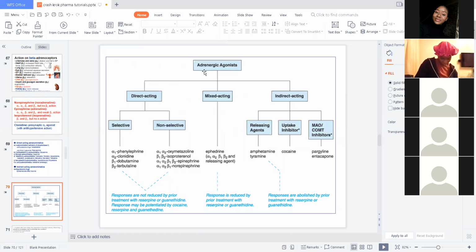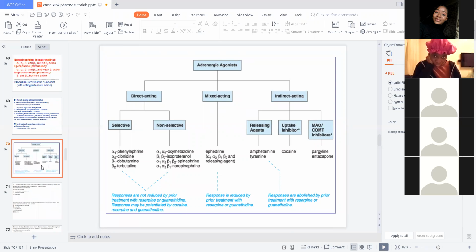We have drugs that are adrenergic agonists, so they have positive effects on adrenergic receptors. We have the direct acting and indirect acting. Direct acting can be selective. Selective means they act on either alpha 1 or beta 1. For selective, we have phenylephrine, which is alpha 1. Then for alpha 2, we have clonidine. For beta 1, we have dobutamine. Then for non-selective, we have isoprenaline, epinephrine, and norepinephrine. The mixed acting is ephedrine, then the indirect acting.